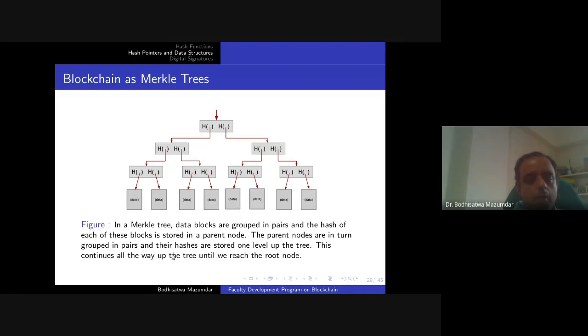In a Merkle tree, the data blocks are grouped in pairs, and the hash of each of these blocks is stored in a parent node. You compute the hash, and computing the hash takes you to the next level block. The parent nodes are in turn grouped in pairs, and their hashes are stored one level up the tree. This continues all the way up the tree until we reach the root node. The hash of this value points to the next node, the child node over here.